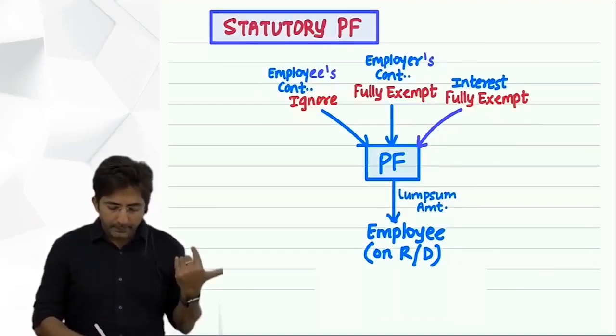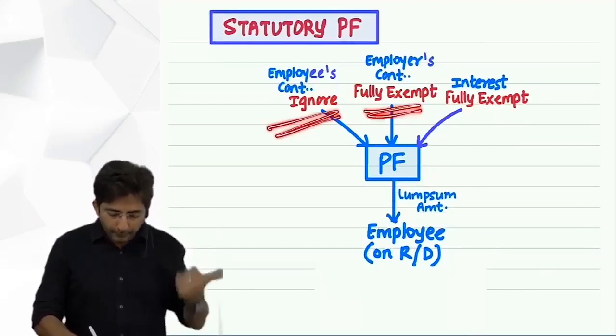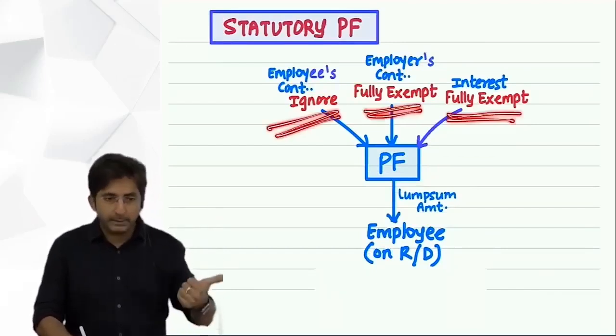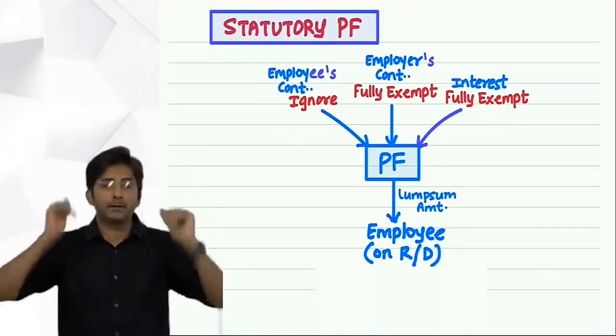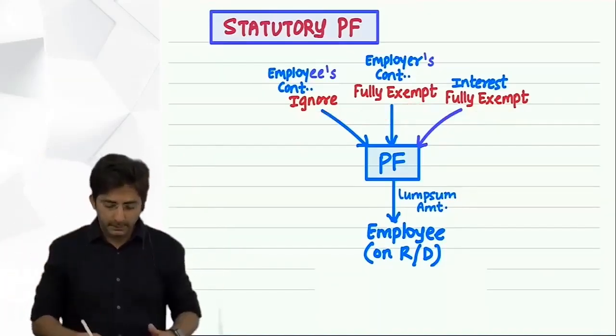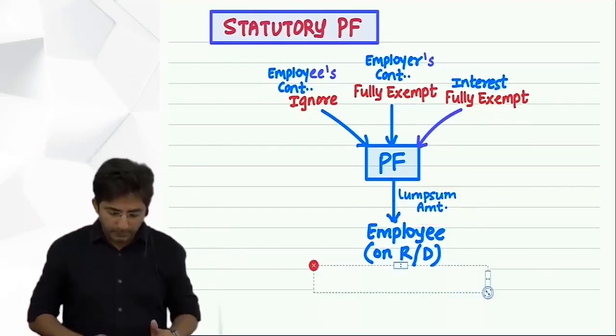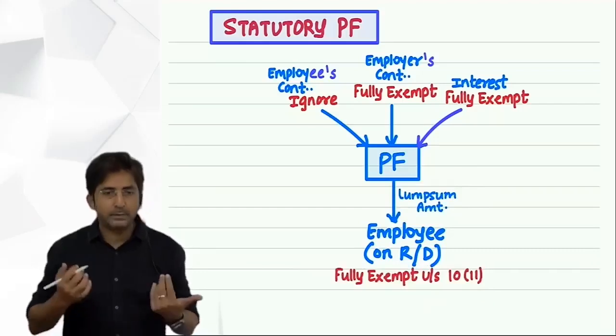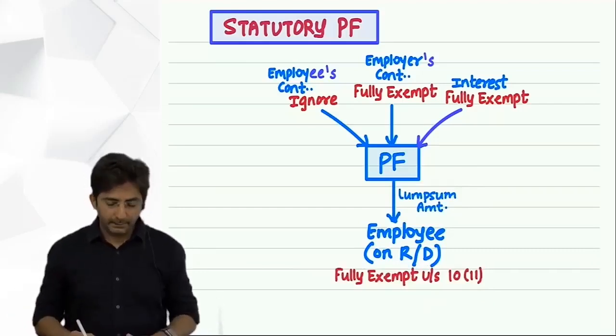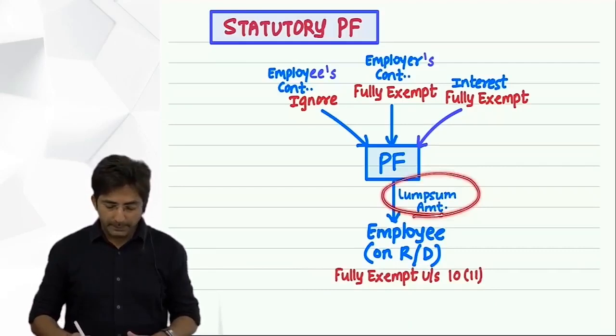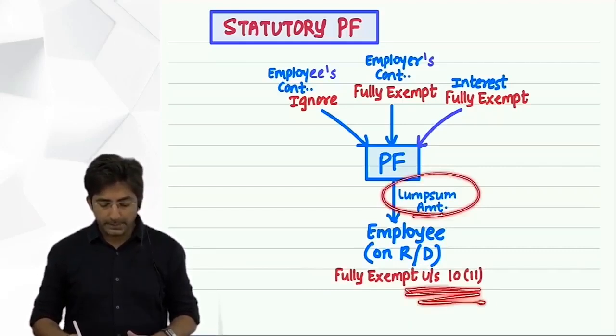This will happen every year. Every year this will be ignored, every year this will be exempt. And then after 20-25 years, when the employee retires, he will get a lump sum amount. And that time also it will be fully exempt, because under statutory Provident Fund, the tax will never come. The lump sum amount received will be exempt under section 10(11). There is a section for this, 10(11).